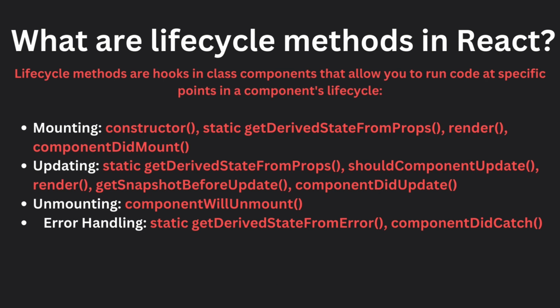What are lifecycle methods in React? Answer: lifecycle methods are hooks in class components that allow you to run code at specific points in a component's lifecycle. Mounting: constructor, static getDerivedStateFromProps, render, componentDidMount. Updating: static getDerivedStateFromProps, shouldComponentUpdate, render, getSnapshotBeforeUpdate, componentDidUpdate. Unmounting: componentWillUnmount. Error handling: static getDerivedStateFromError, componentDidCatch.